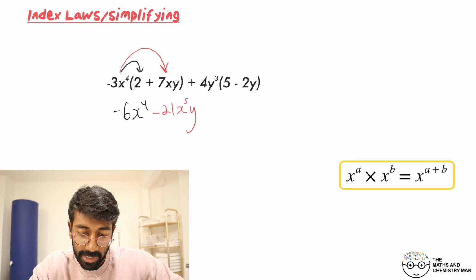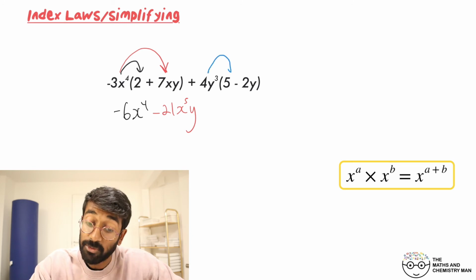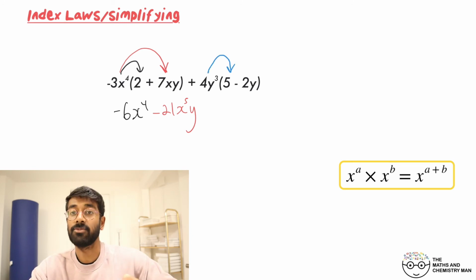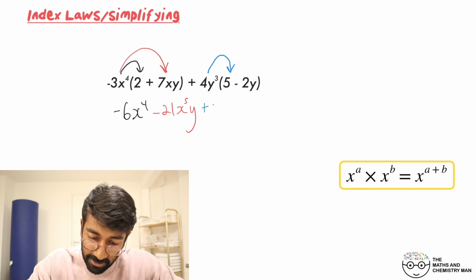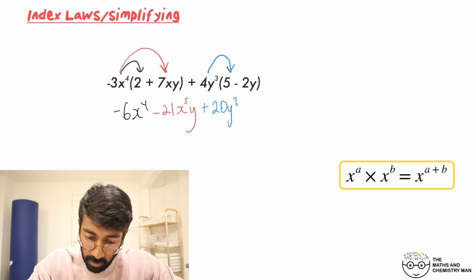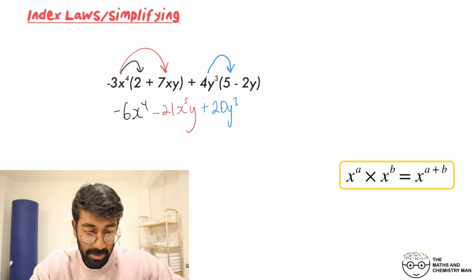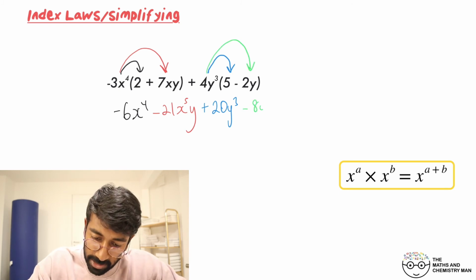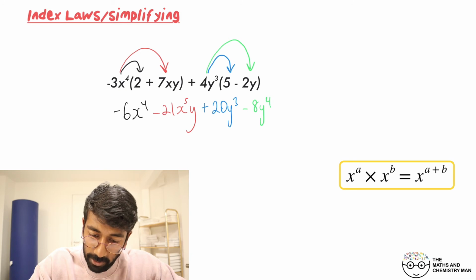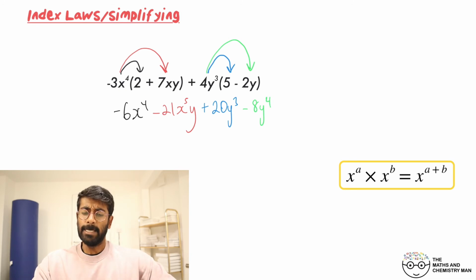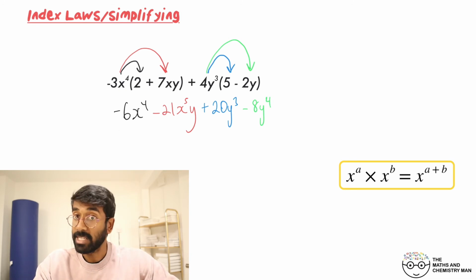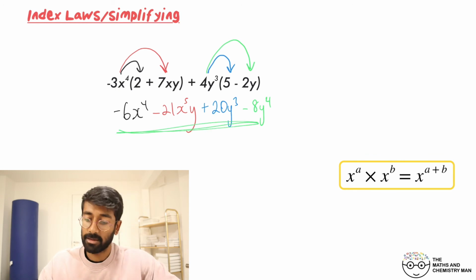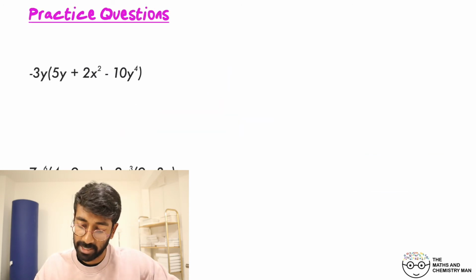And then for the next bracket now, we've got this time a positive 4y cubed at the front. So positive 4y cubed times that by 5, that's positive 20y cubed. And then we've got 4y cubed times by minus 2y. So that's minus 8y to the power of 4. There's no like terms here though, so that's it. We leave it as that over there. Can't simplify that down any more than it is.